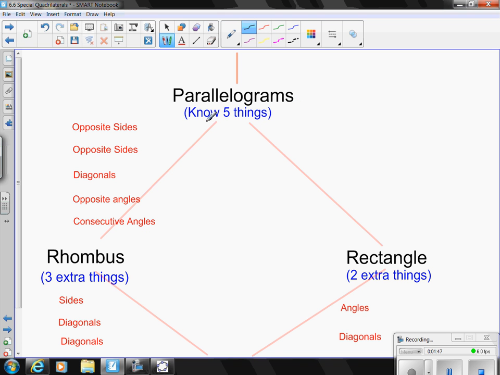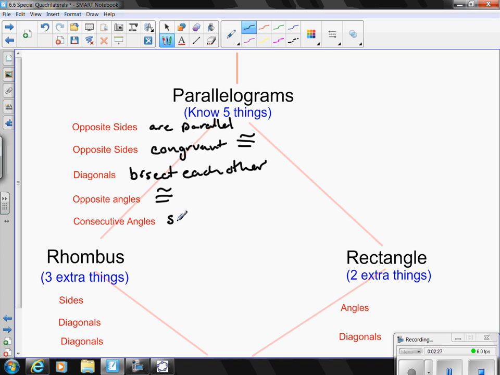So for any parallelogram, we know 5 things. Their opposite sides are parallel, and that was just by definition. Their opposite sides are also congruent, and I think in the future I'm going to be using the congruent sign for that. Their diagonals bisect each other. The opposite angles are congruent, and consecutive angles are supplementary.